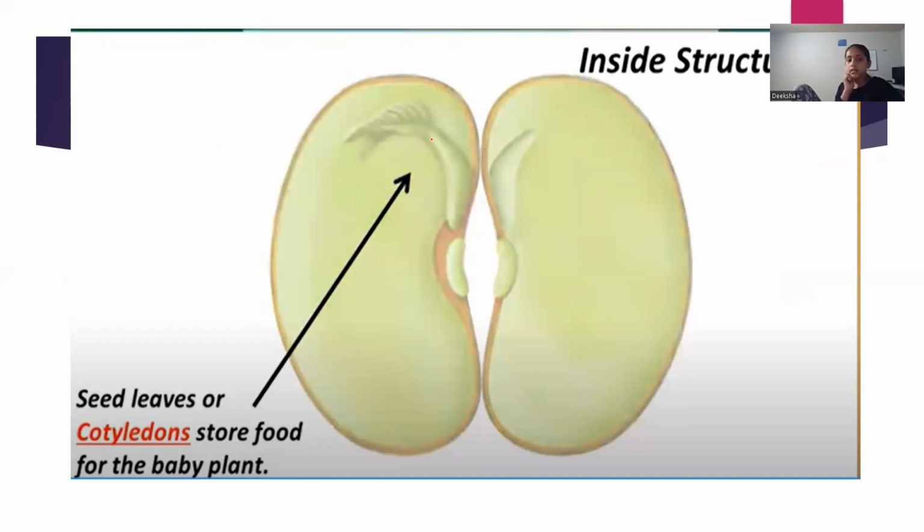Inside the structure, this is a small baby plant. The cotyledons store the food for the baby plant. Whenever we give water, they drink the water. They take the sunlight from that hole and give it to the baby plant so that it can germinate. Any doubt? Nope.